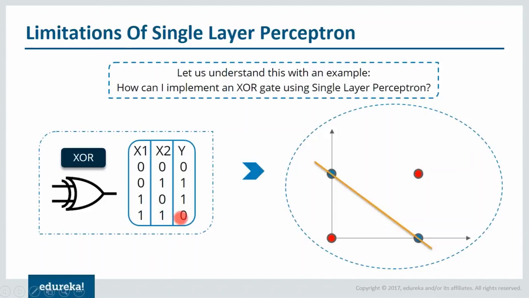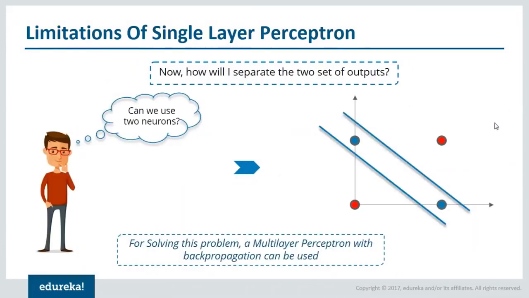So how can you classify the high and the low outputs with a single line? Definitely you can't. If you see the points, one point is here, one is here, here, and here, in which these two points are high outputs and these two are low. So how can you classify with a single line? Definitely you can't. So now what's the answer to this?